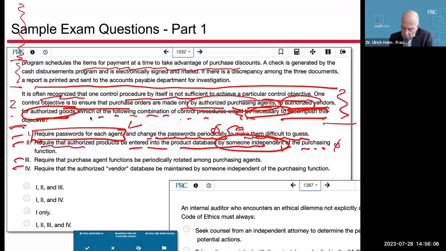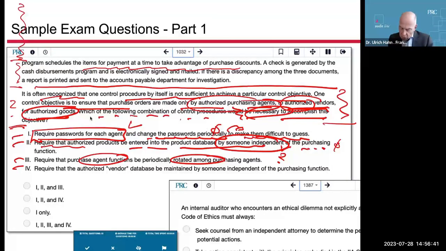The next one: require that purchasing agents' functions be periodically rotated among purchasing agents. You can do this, but don't necessarily do this. It's good and bad, because it gives a certain control over what is purchased, but then they are maybe not competent enough. If you know purchasing, you know that the people there are sometimes specialists for different goods, markets, services, and if you rotate them, then the specialist knowledge is wasted. So that doesn't necessarily work like that. I would question this.